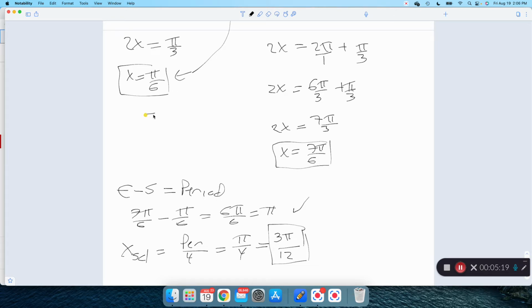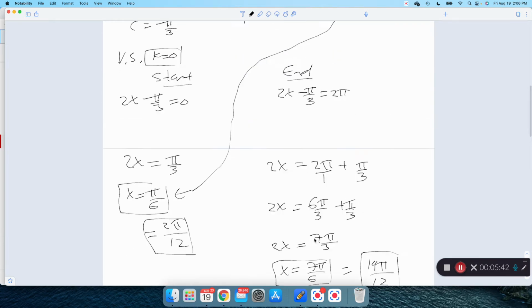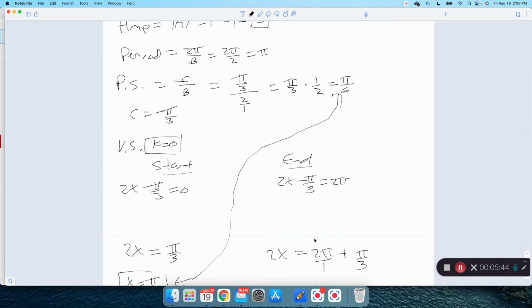Here, to make the denominator 12, I have to multiply top and bottom by 2. My start will be 2 over 12, and my end will be 14 pi over 12. Okay, now everybody has a common denominator. I can even do it here with the period if I want. My period will be 12 pi over 12.